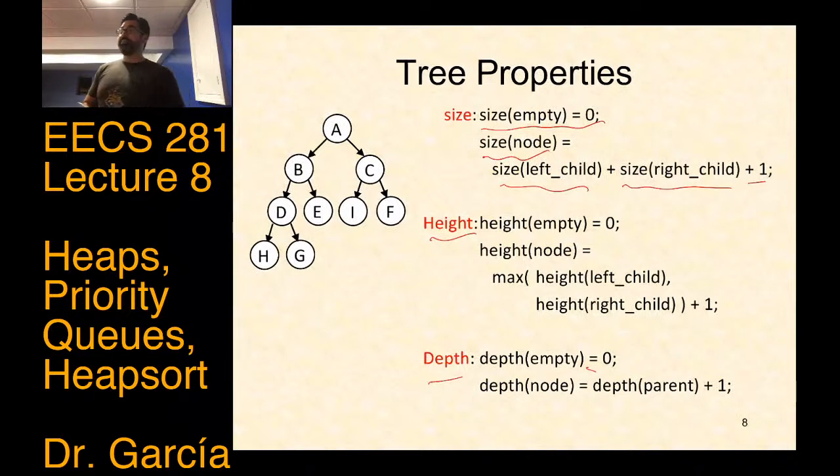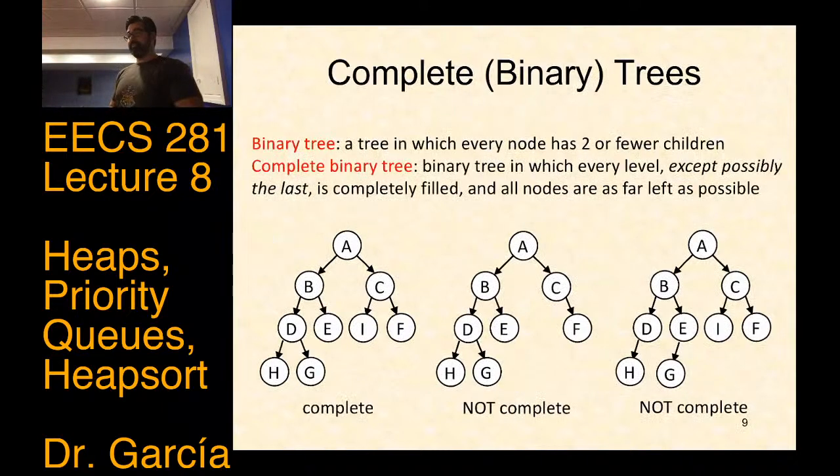Now there is a special kind of binary tree that is particularly important for heaps. In fact, heaps are complete binary trees. Okay, so what do we mean by a complete binary tree? A binary tree is a tree in which every node has 2 or fewer children. We've covered that. Now a complete binary tree is a binary tree in which every level except possibly the last is completely filled and all nodes are as far left as possible.